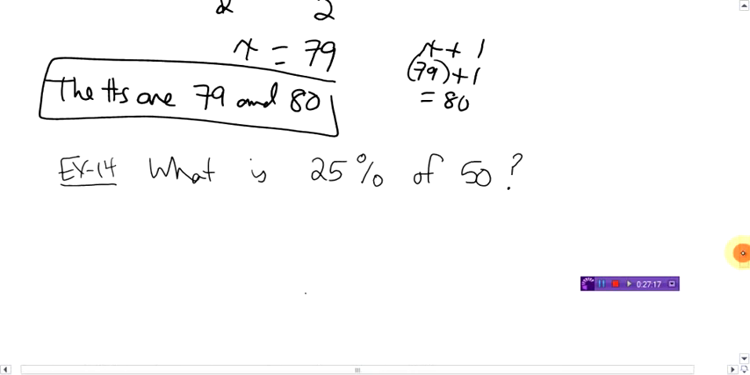Percent problems. Before, we had this little dorky rule with percent problems, I would say if the percent is given, you multiply. If it's not given, you divide. Well, that only works some of the time. Now we can use algebra to figure this out.